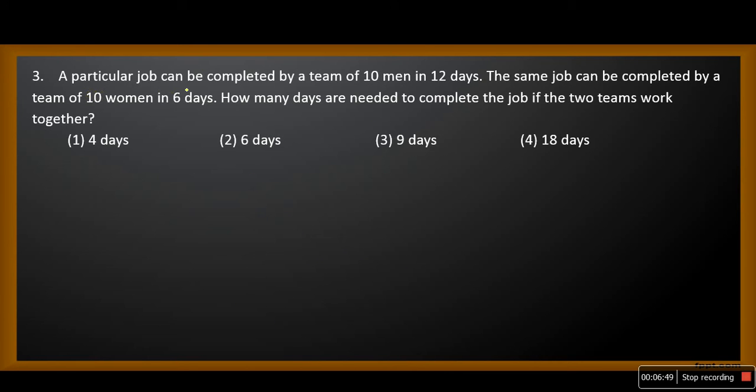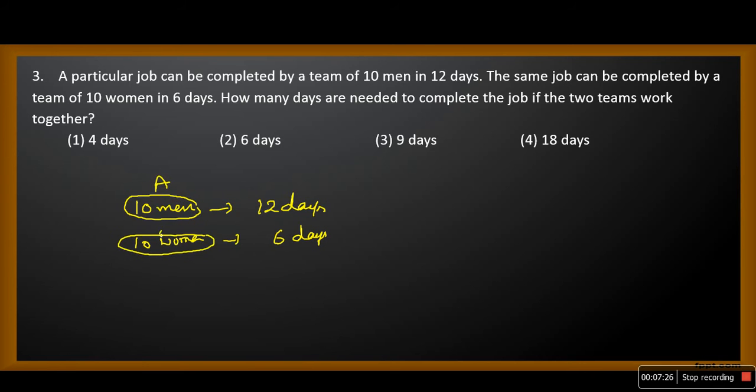Now a particular job can be completed by a team of 10 men. A team of 10 men can do the work in 12 days. The same job can be completed by a team of 10 women. So 10 women can do the work in 6 days. Now how many days are needed to complete the job if the 2 teams work together? I will consider the 10 men as team A and the 10 women as team B. A can do the work in 12 days and B can do the work in 6 days.